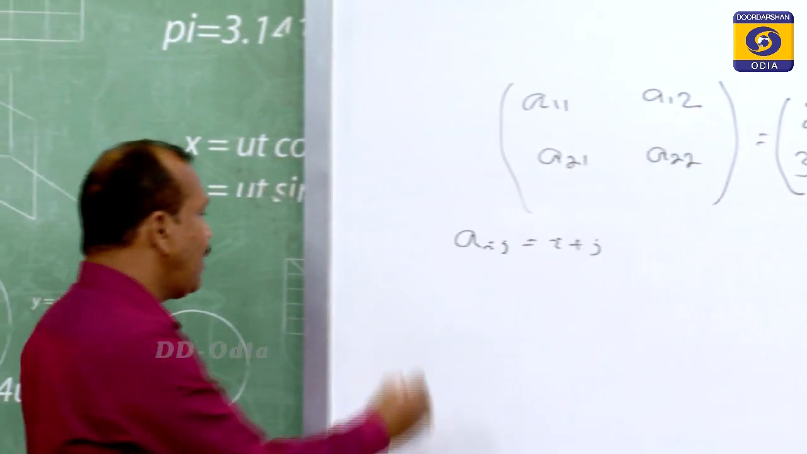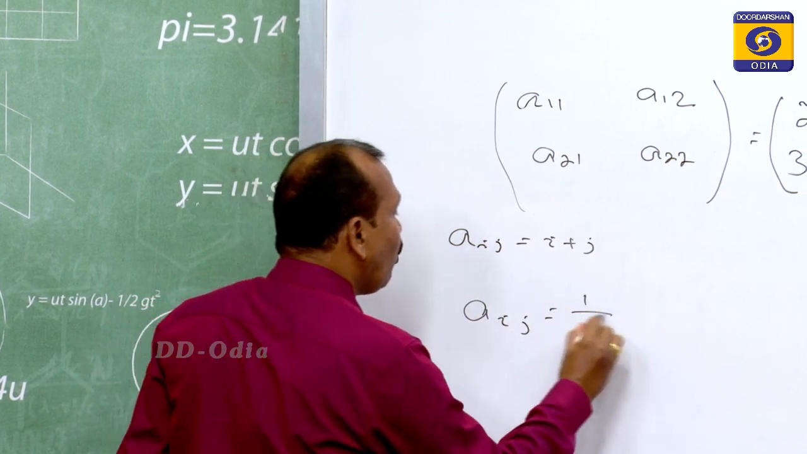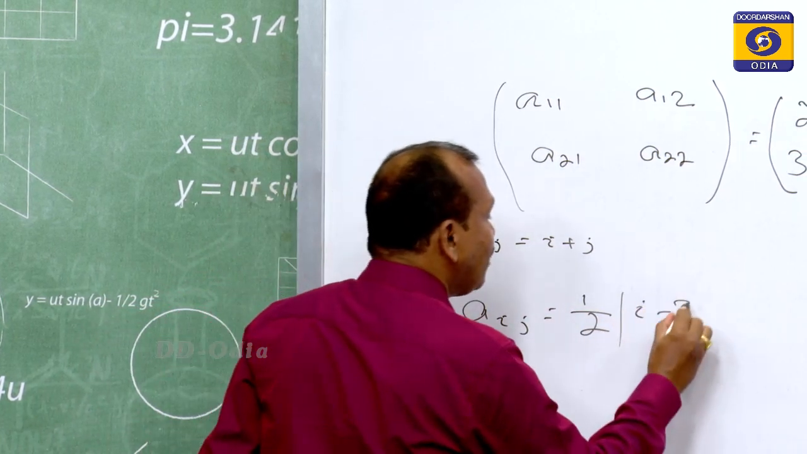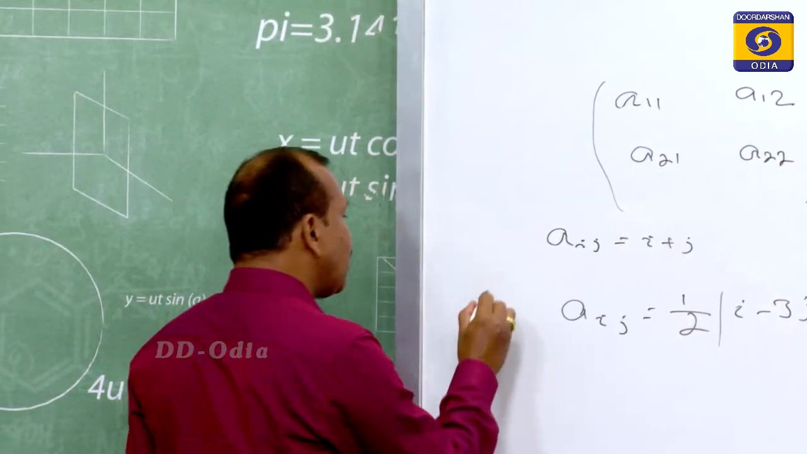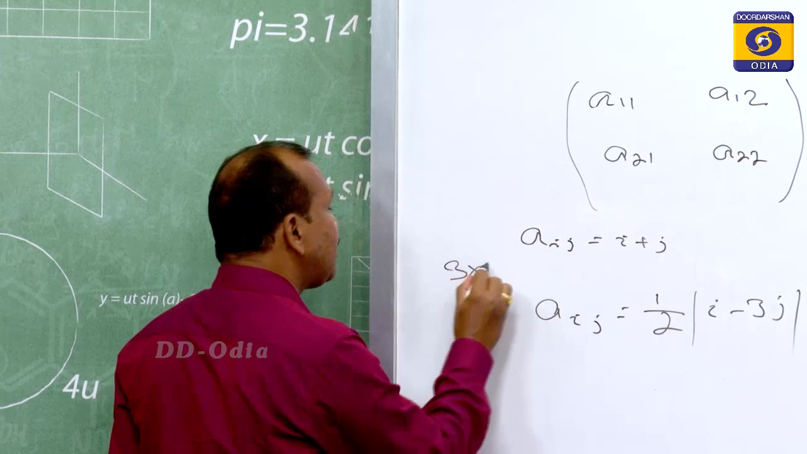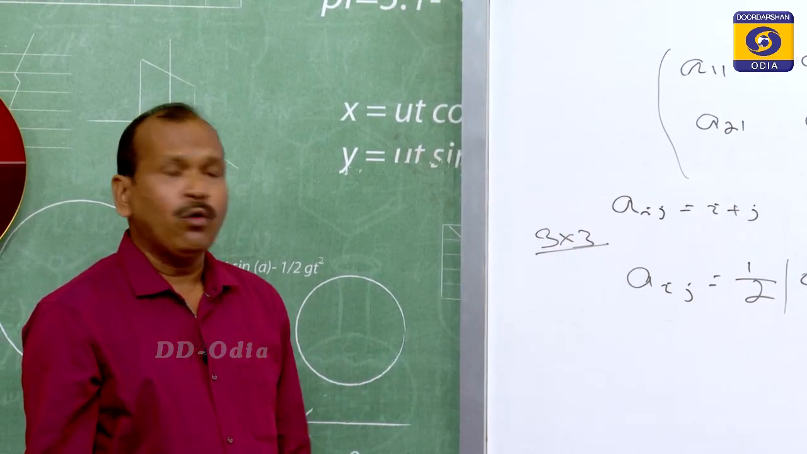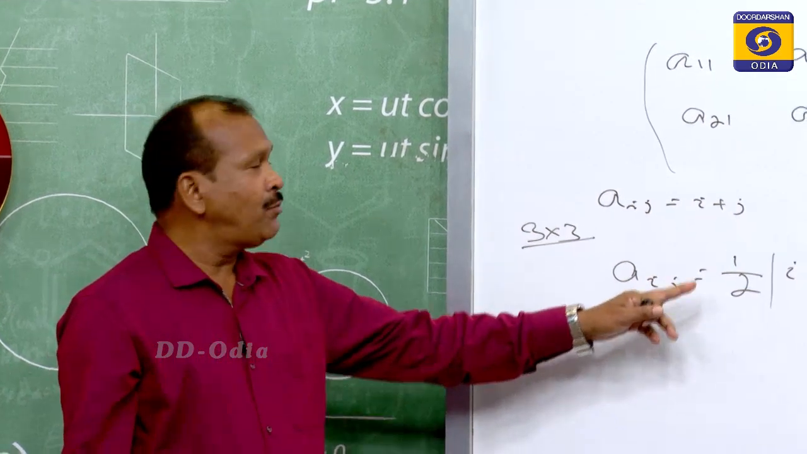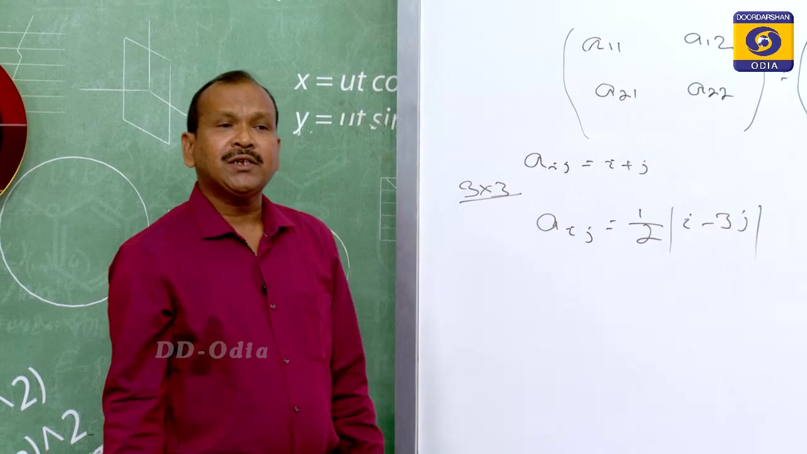Similarly, for the second, aij becomes 1 by 2 times the modulus of i minus 3j. Construct a 3 cross 3 matrix. Question 2: construct a 3 cross 3 matrix where aij becomes half times the modulus of i minus 3j.